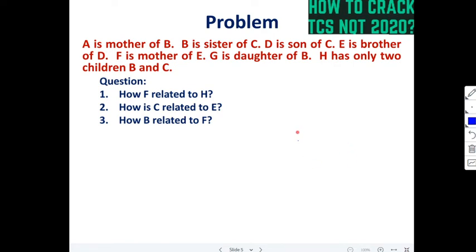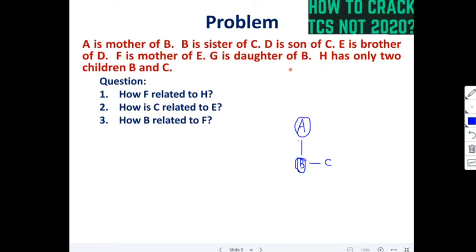A is mother of B. So it should be here, and A is mother. So certainly A is a female, and B is sister of C. B is in the same generation, sister of C. So B is sister, so naturally female.